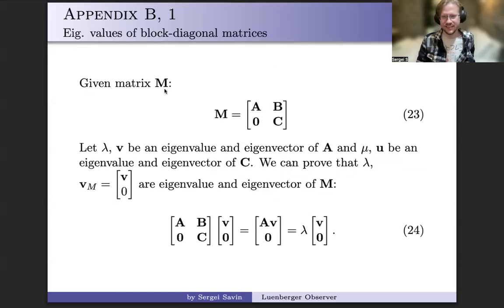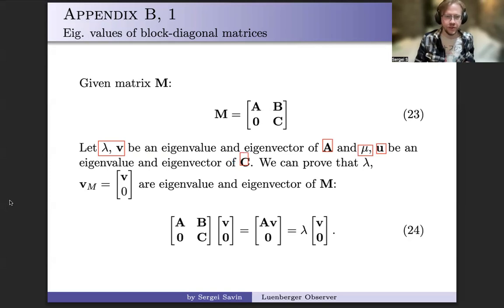Now for the second one. We used this fact that for the block upper triangular matrix, the eigenvalues of A and C will be eigenvalues of M, right? So the eigenvalues of M are the eigenvalues of A and the eigenvalues of C. Now let lambda and V be an eigenvalue and an eigenvector of A, and mu and U be an eigenvalue and eigenvector of C.